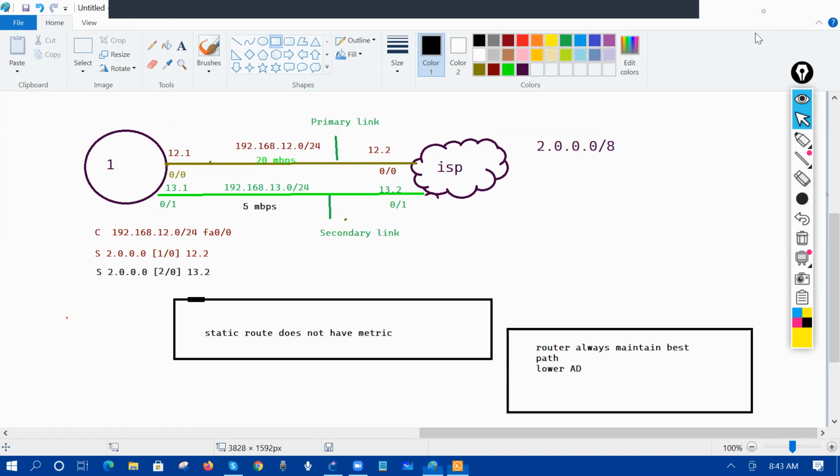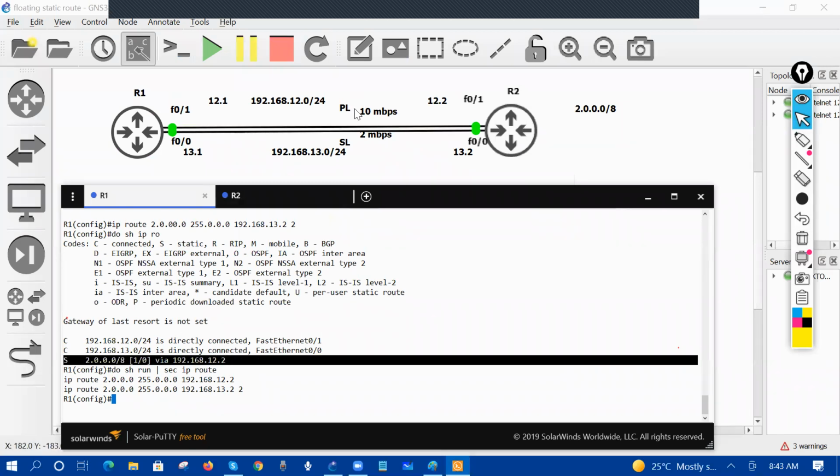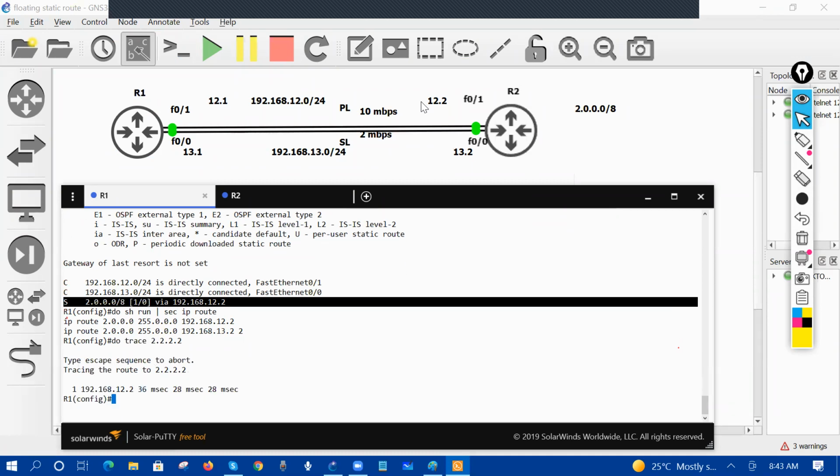So once I define the lower AD, what happened? Only one path is there, that is primary, right? The 12.2. So now if I do a traceroute, can you see all my traffic will go by the 12.2, right?